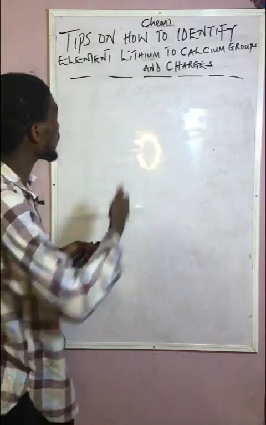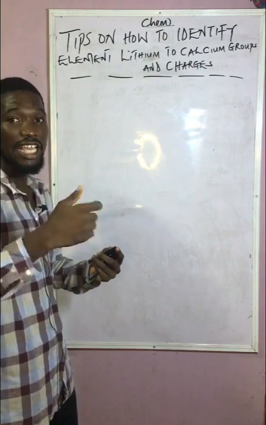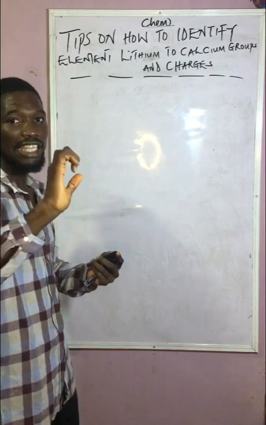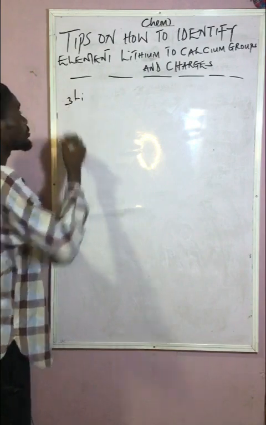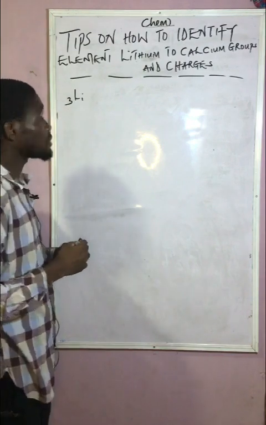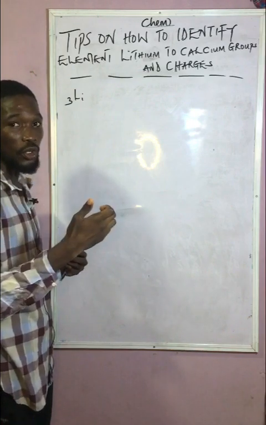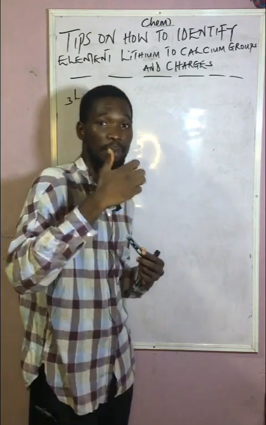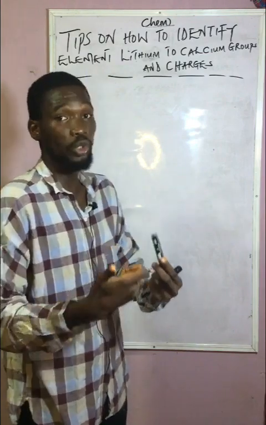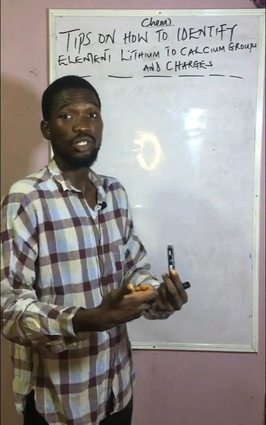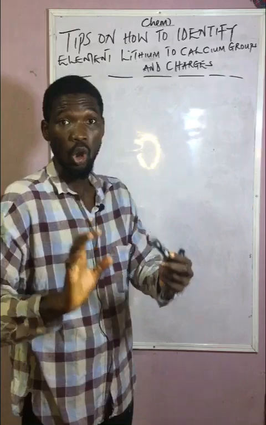So guys, let's play with the lithium to calcium groups and see how we can easily identify their charges and the groups. So for example, lithium. Don't forget, I dropped a video on electronic configuration in my previous video, which you can easily check. I'll be showing it here because I want you guys to know how to identify the groups and the period as well as the charges of each element.